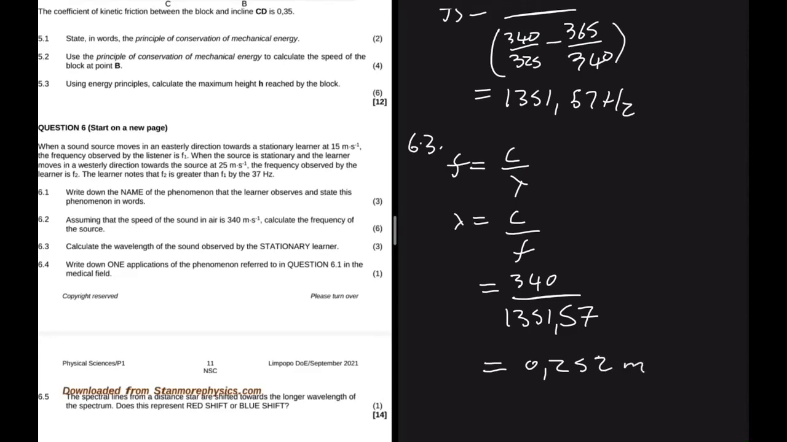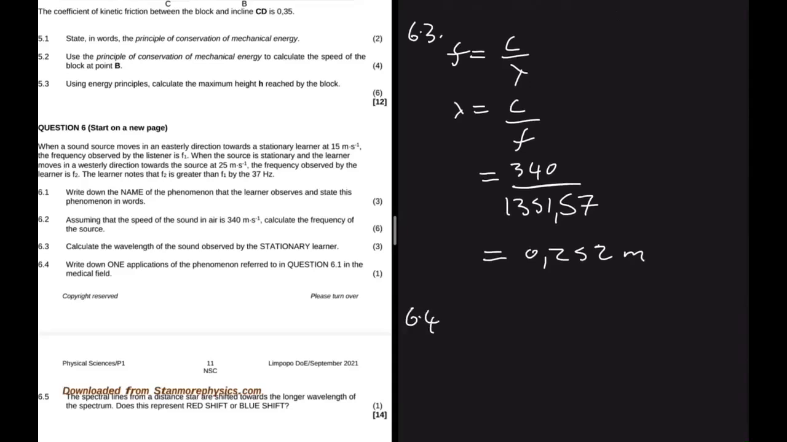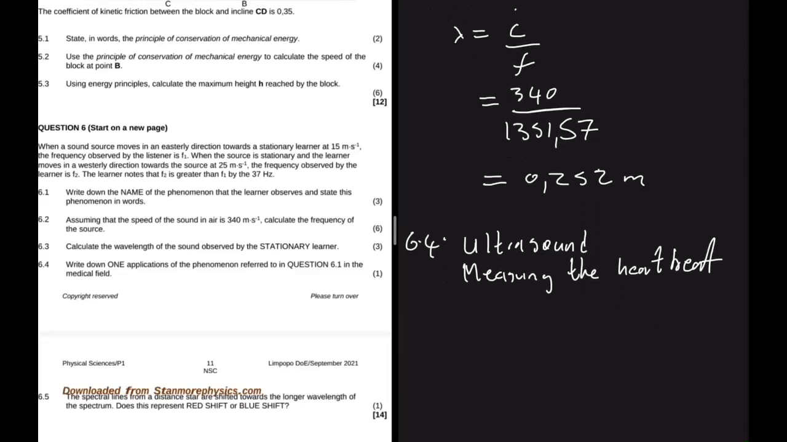meters. And then 6.4 says write down one application of the phenomenon referred to in question 6.1 in the medical field. So that's the Doppler effect, right? One of the applications is ultrasound, and another application is measuring the heartbeat. But this is the stuff you can just Google and you find it.